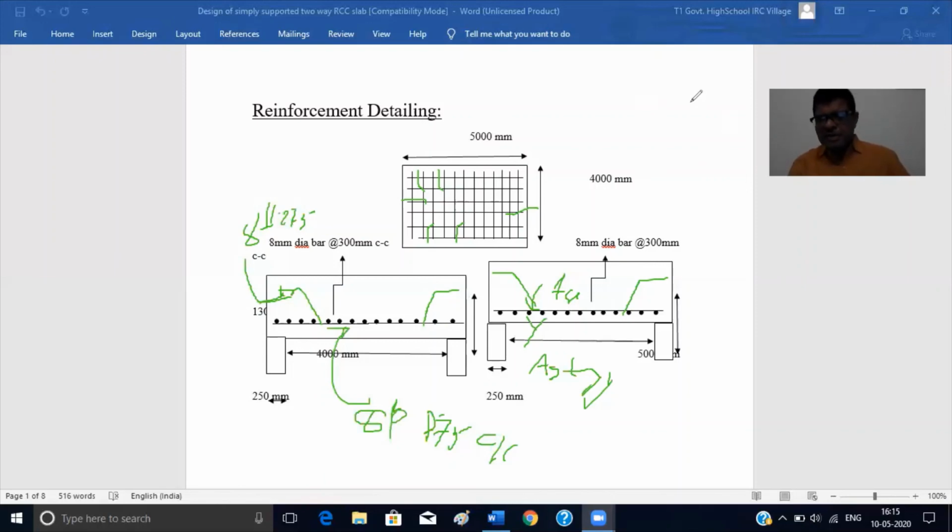So this is all regarding the design of a simply supported two-way slab. Like all other slabs, the remaining steps are the same, but here the coefficients alpha x and alpha y are taken from Table 27 and there is no torsional reinforcement. So with this we conclude the design of a simply supported two-way slab, and have a nice day.